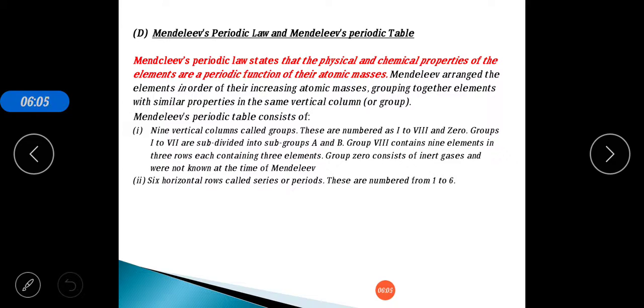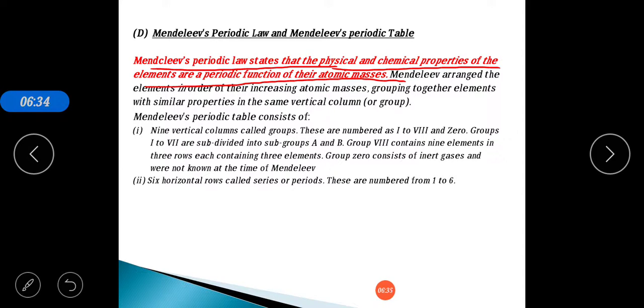Mendeleev's periodic law and Mendeleev's periodic table. Mendeleev's periodic law states that the physical and chemical properties of the elements are a periodic function of their atomic masses. Mendeleev arranged the elements in order of their increasing atomic masses, grouping together elements with similar properties in the same vertical column or group.